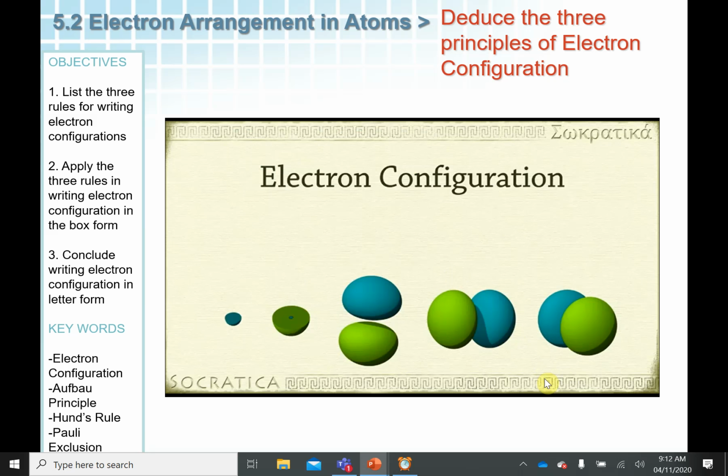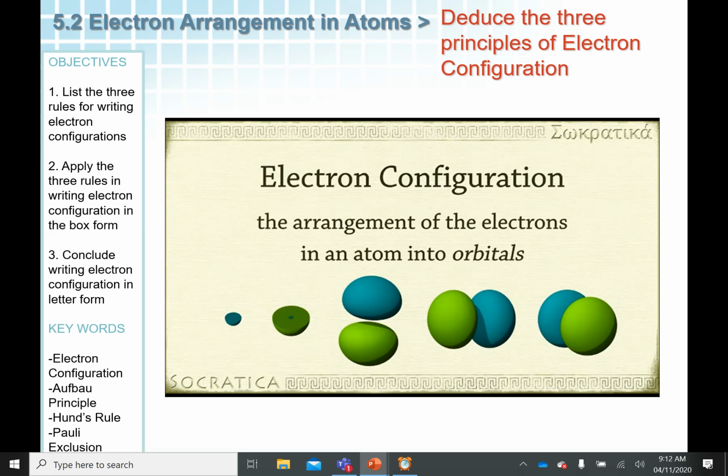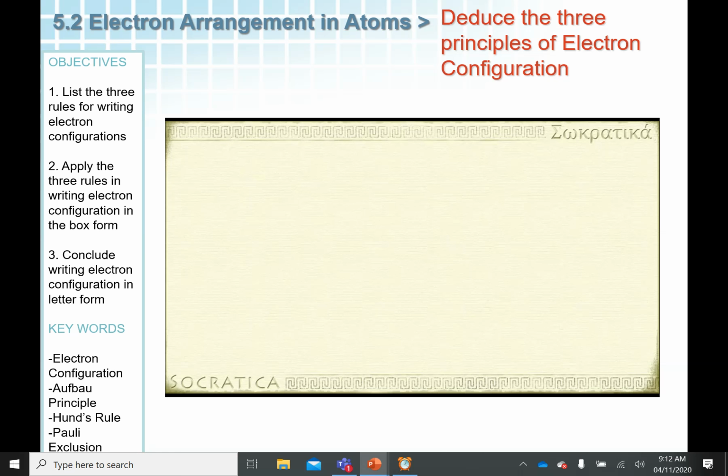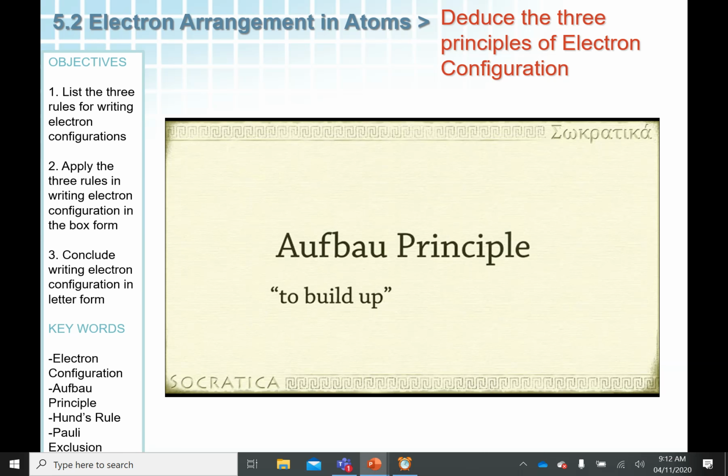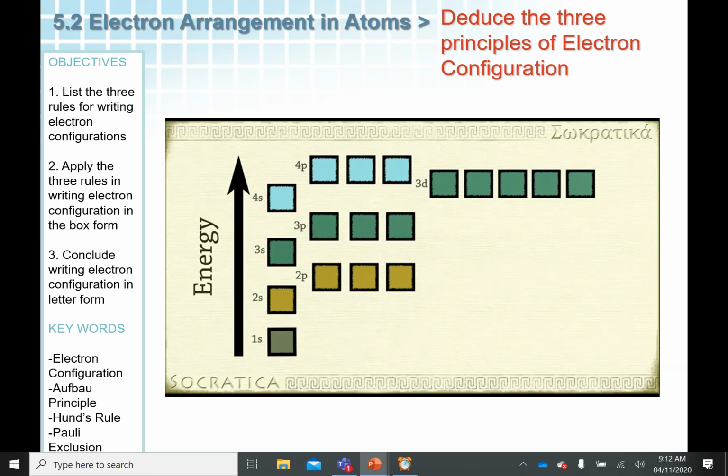Electron configuration refers to the arrangement of the electrons in an atom into orbitals. To determine the electron configuration of an atom with multiple electrons, we follow something called the AUFABU principle. AUFABU is a German word that means to build up, and that's what you do in this process. You build up the electron configuration from the bottom up in this diagram of orbitals. Electrons seek the lowest energy state, starting with the 1s orbital.